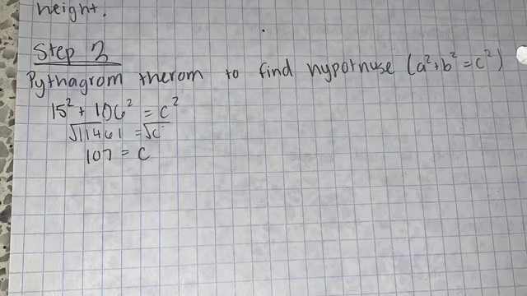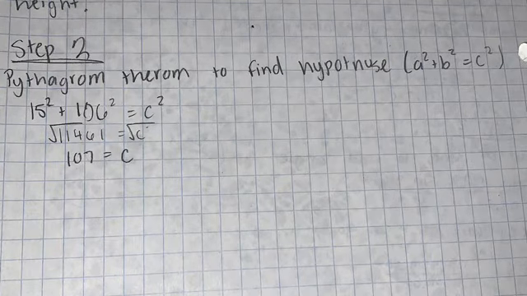Step 2 is going to be finding the hypotenuse using the Pythagorean theorem, which is a squared plus b squared equals c squared. In this case, it's going to be 15 squared plus 106 squared equals c squared, which is going to be 11,461 equals c squared, so c is equal to 107.